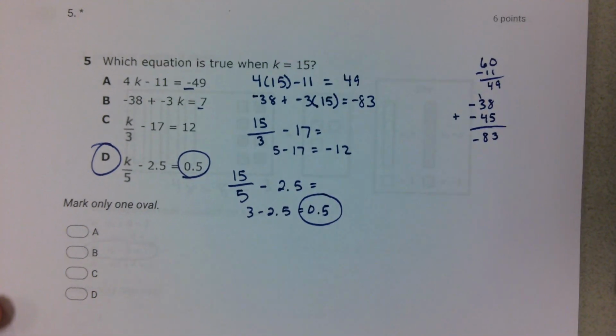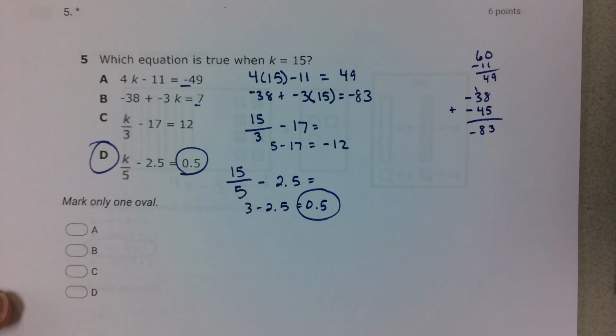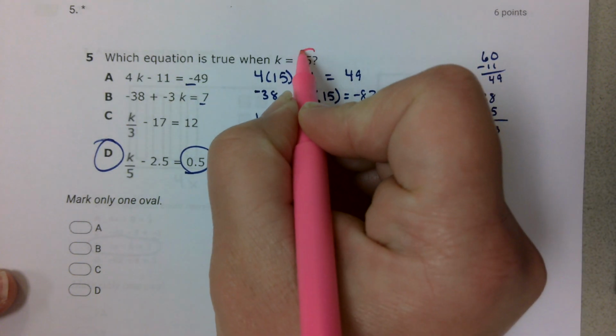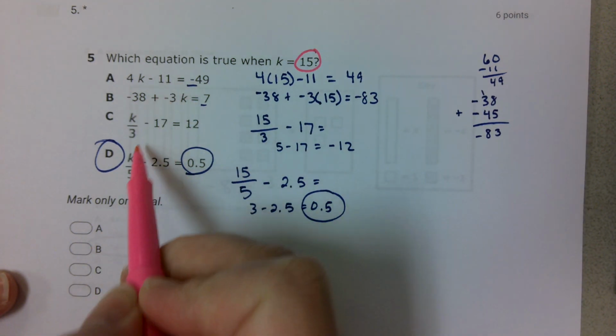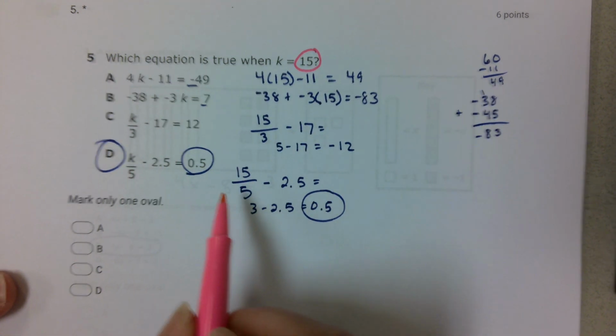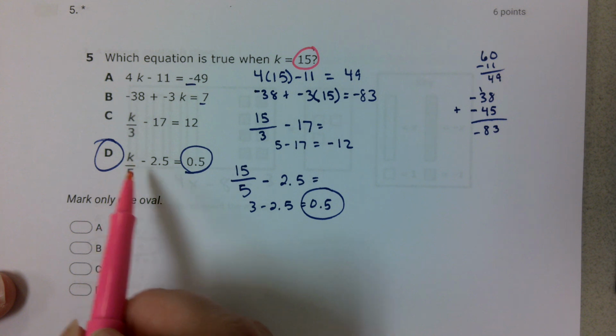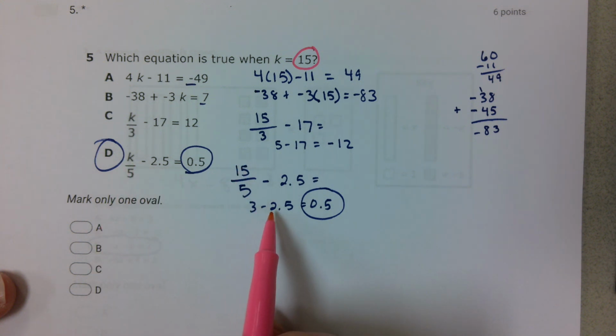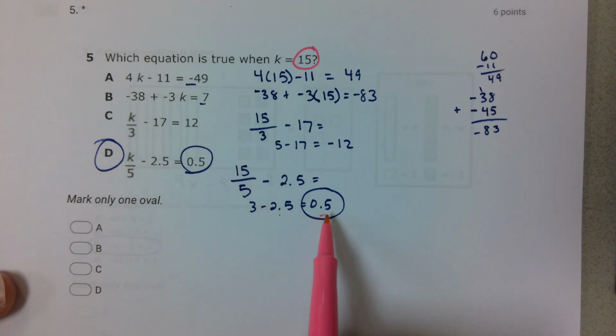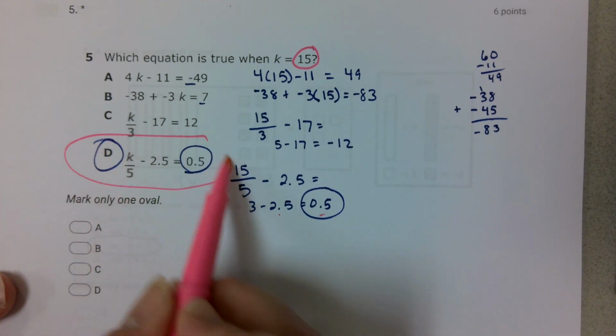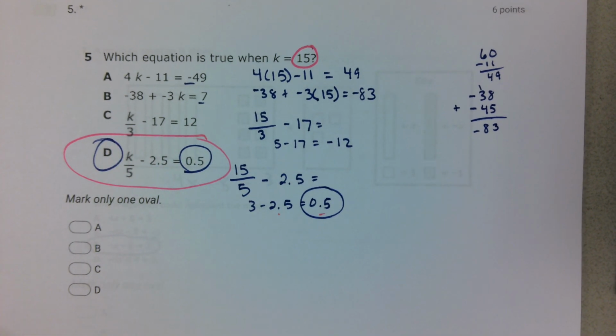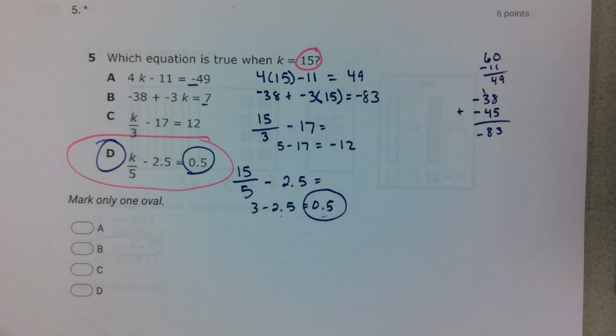Number 5, which equation is true when k equals 15? So all I did here was substitute 15 into each of my equations and work them out. On D, the correct one, 15 divided by 5 is 3, minus 2.5 gives me 0.5 left. D is the correct answer. And I've done the work here for the other ones if you want to look at that.